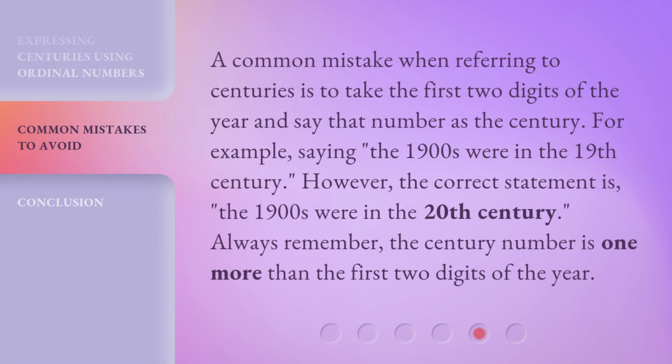A common mistake when referring to centuries is to take the first two digits of the year and say that number as the century. For example, saying, the 1900s were in the 19th century. However, the correct statement is, the 1900s were in the 20th century. Always remember, the century number is one more than the first two digits of the year.